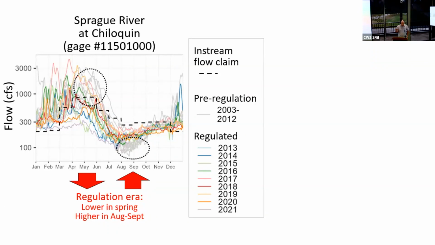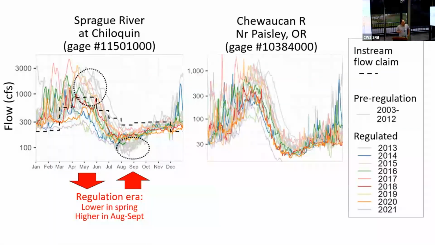And what that means is that in the regulated era, we had generally lower snowmelt and lower flows during that time of year. It was a generally drier climate. So we would have expected that with those lower springtime flows, we should also have lower flows in the late summer. But we actually see the opposite. We've got higher flows in August and September in the regulated era, which suggests that that's due to that water rights regulation.